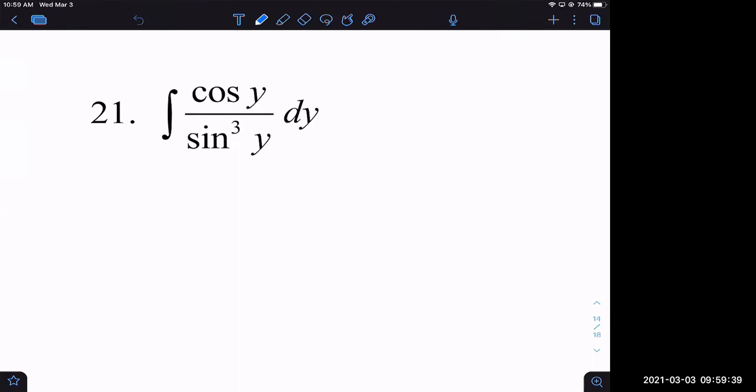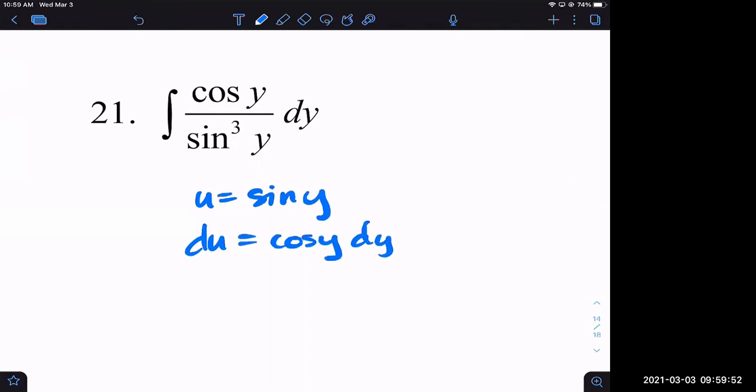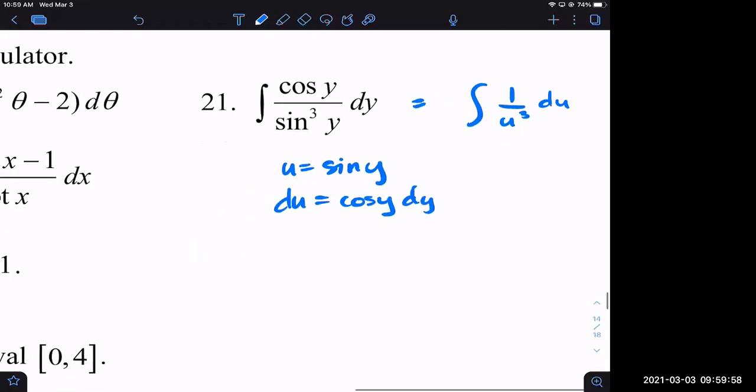U sub. Good. So what should I let u equal? Sine. Good. If we choose sine of y, okay guys, derivative of sine is cosine. So it works out pretty nice. We can just rewrite this as 1 over u cubed du. Then just make sure you rewrite that as the integral of u to the -3 and do power rule.